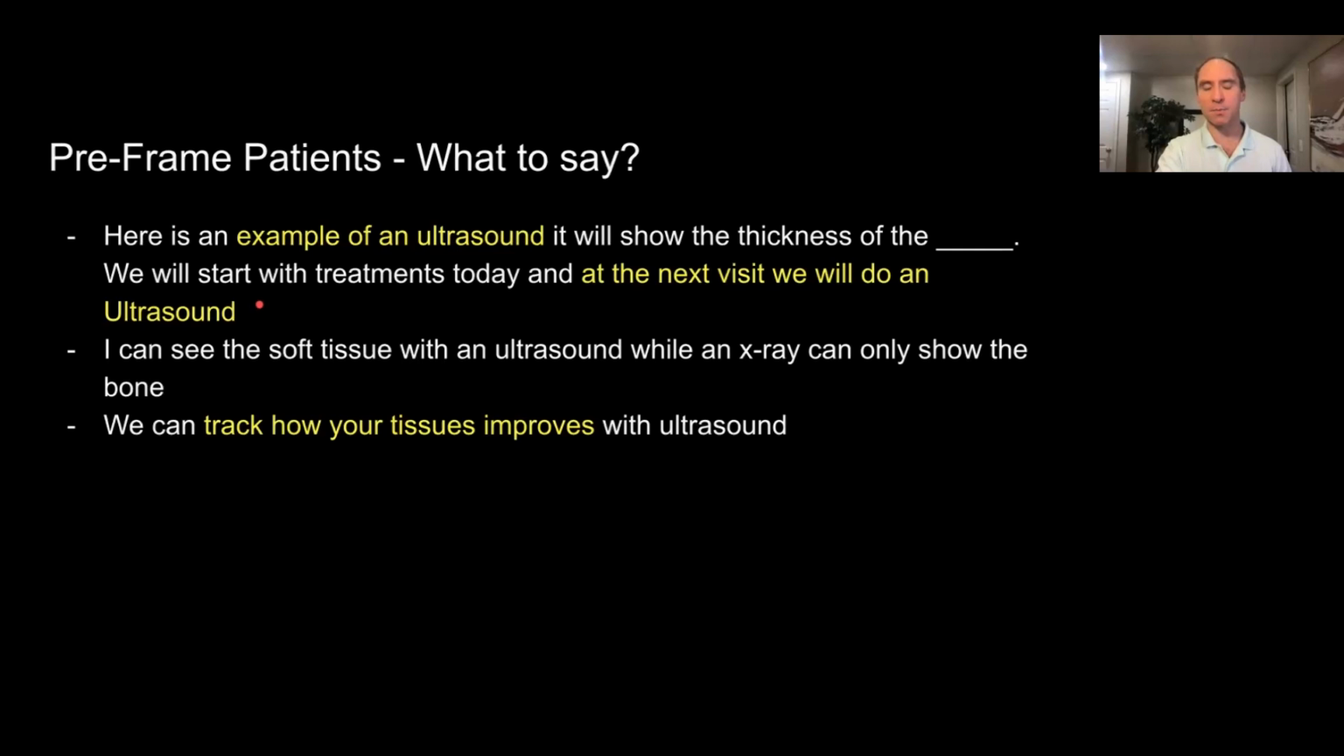And I'll explain how I share that with patients. I can see the soft tissue with an ultrasound, while an x-ray can only show the bone. And we can also track how your tissue improves with ultrasound. Let's say they do a course of shockwave, and then I'll see them 6 weeks after. Then I'll do another ultrasound, and I can compare.